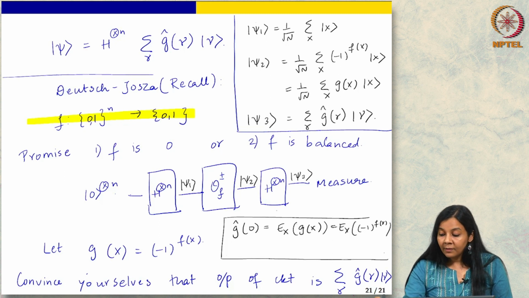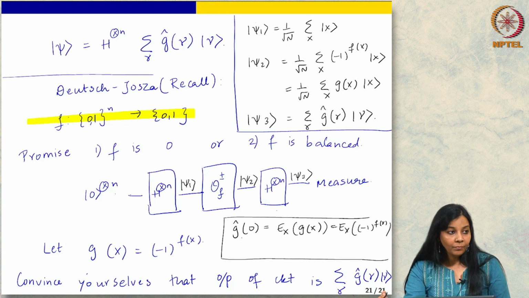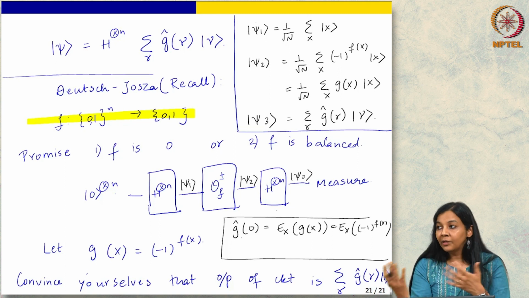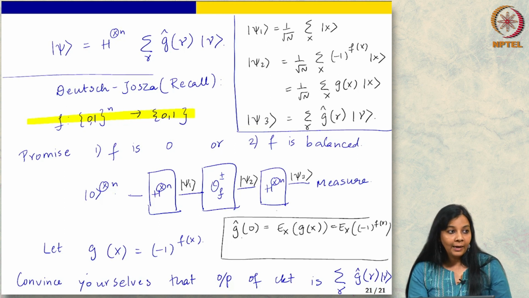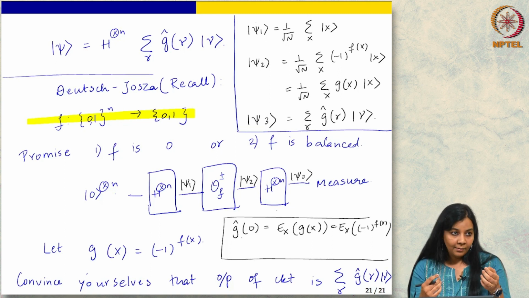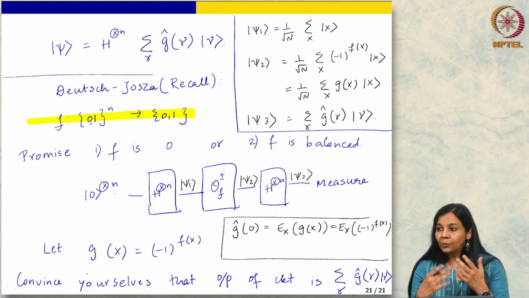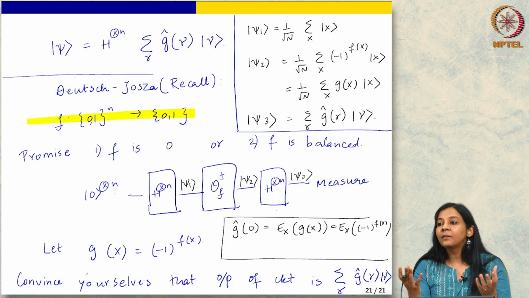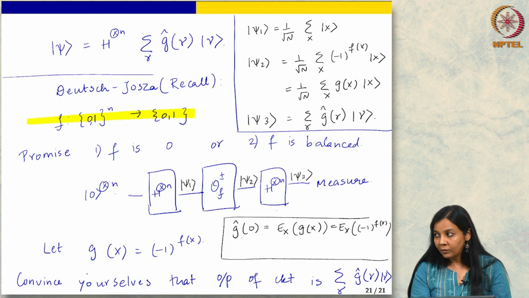So this g hat of 0 tells me which of the two cases is true. When I measure, I can figure out which of the two cases is true. Converting to the Fourier representation allowed me to isolate this pattern into g hat of 0. Therefore, when I measure, what happens with respect to the point 0 is sufficient to tell me whether the function was constant or balanced.